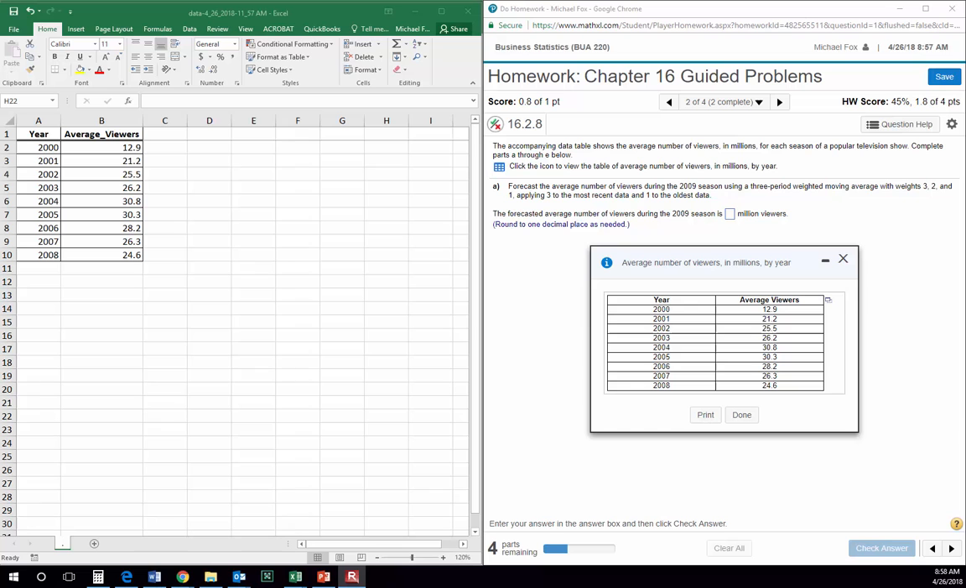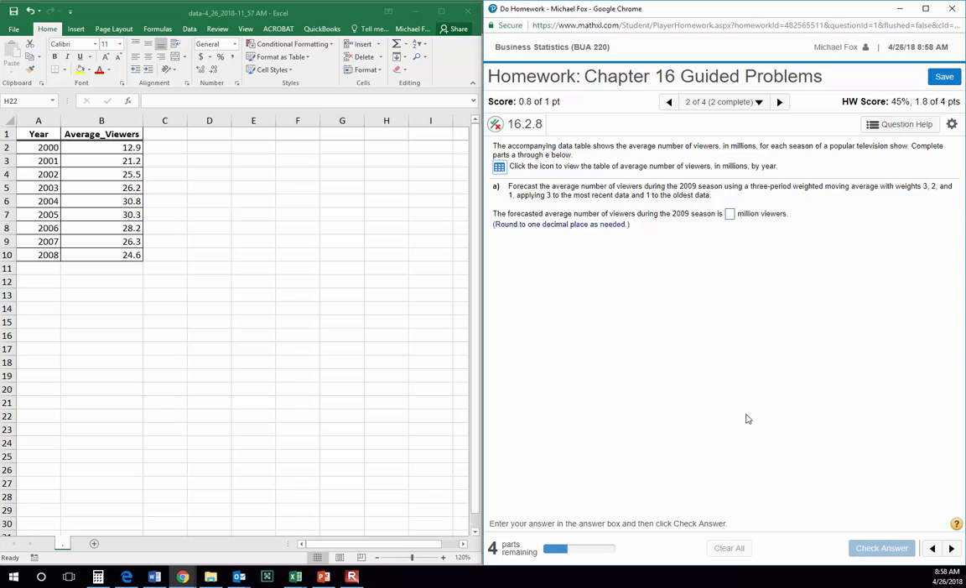All right, here's question number 2, and so I've already got the Excel information downloaded, or whatever you want to call it, the data put over here into Excel. This shows the average number of viewers in millions for each season of a popular television show. So they want us to forecast the next season, 2009, using a 3-period weighted average with weights of 3, 2, and 1, applying 3 to the most recent data and 1 to the oldest data.